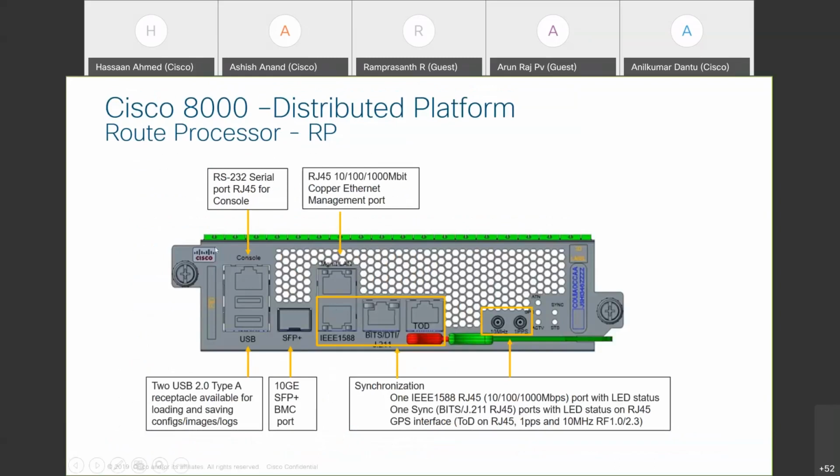So this is just the diagram of the RP. It has a standard console. It has a USB port. Plus it has a BMC port. We will talk more on that during the BMC section. Plus it has a management Ethernet. Plus the clocking and the signaling and those things.